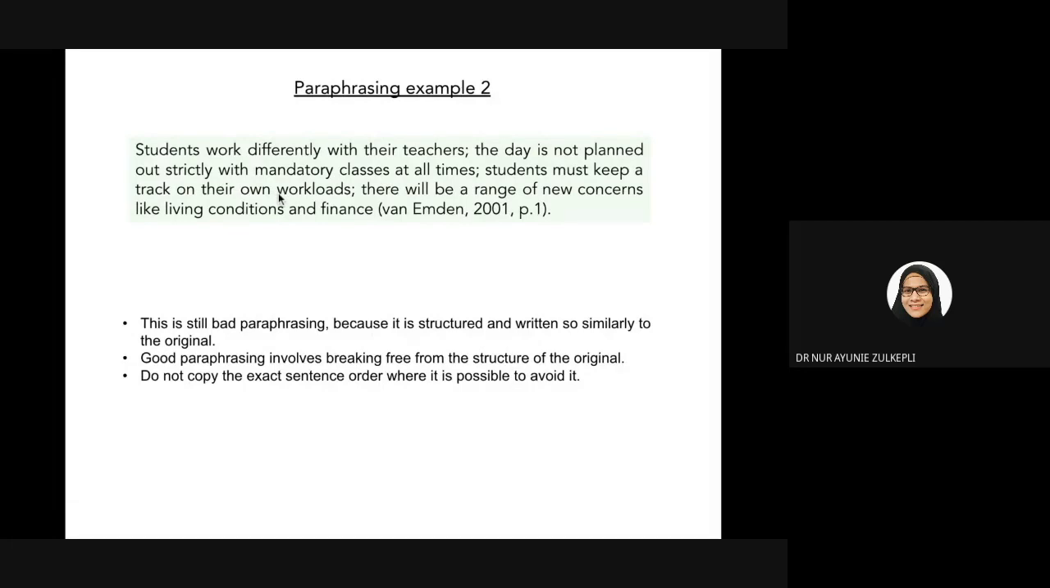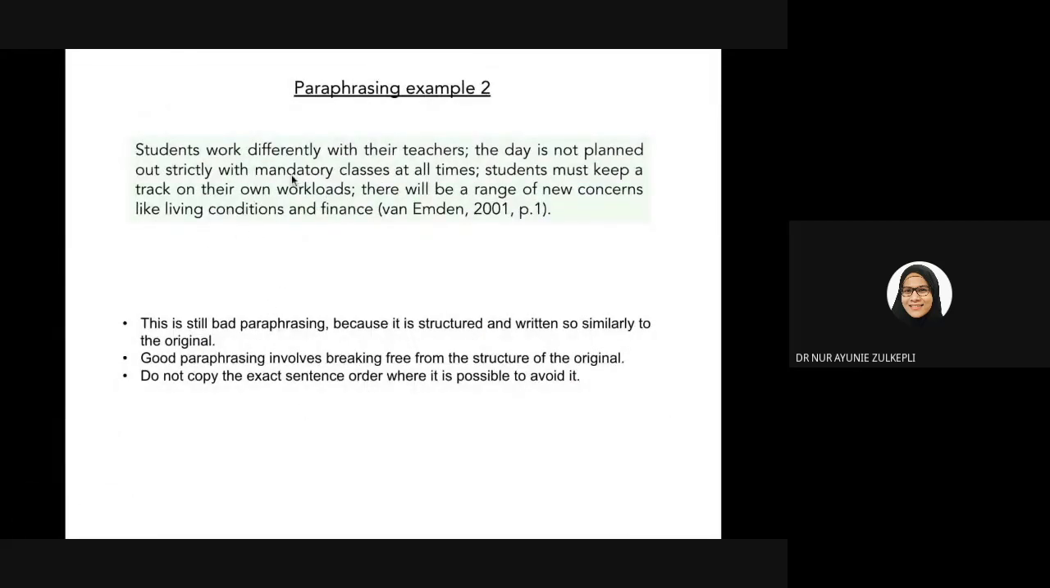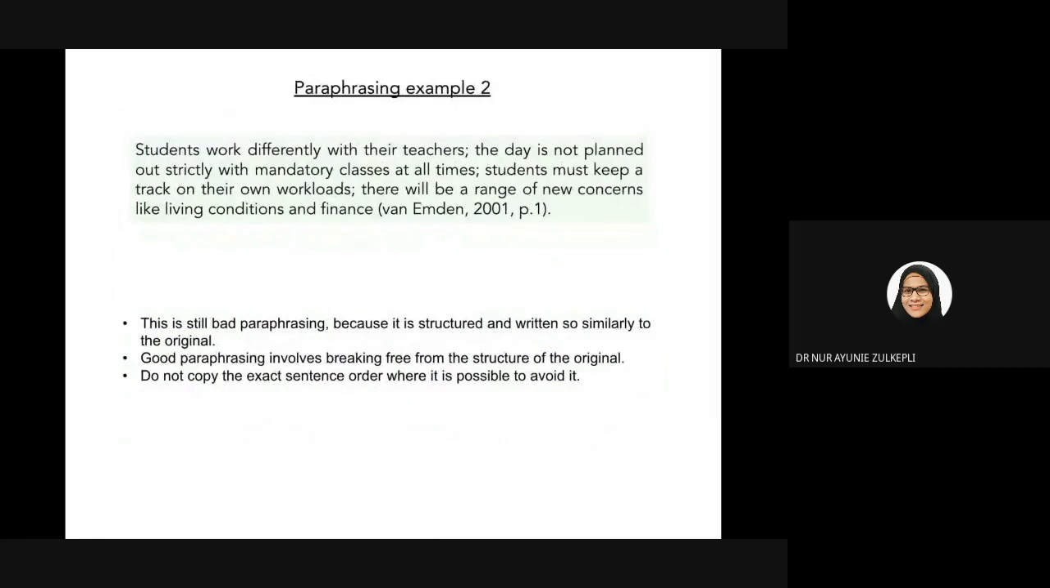If you understand this paragraph, you will find that it is structured the same in terms of meaning as the original source, but he used different types of wording here. Overall, it is just a similar meaning and structure to the original source.